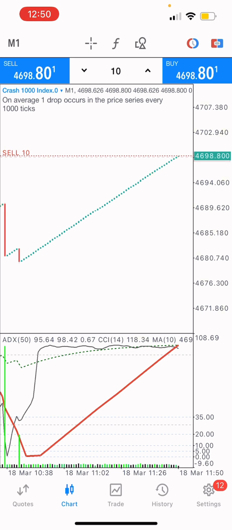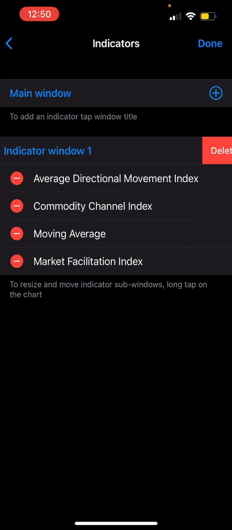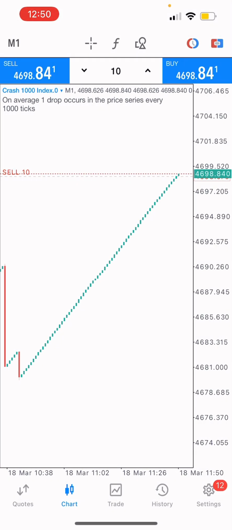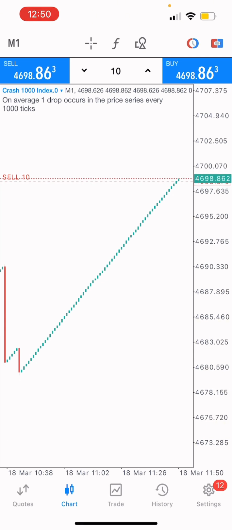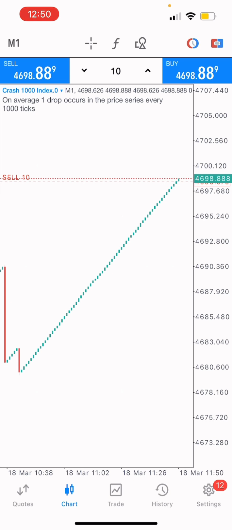First of all, I will take out all these indicators so that I can explain to you how you can set it up by yourself. Just so you know, this strategy is used to buy boom and sell crash. Yes, we are trading in the direction of the spike. All in, we're trading towards the direction of the spike. That's exactly what we are doing on this strategy.